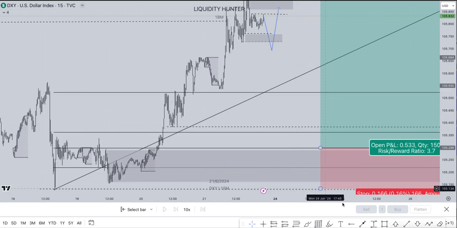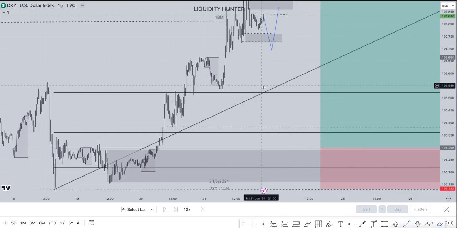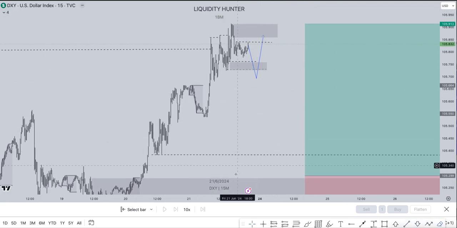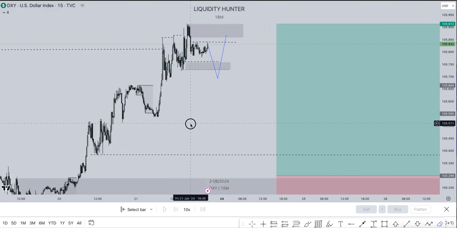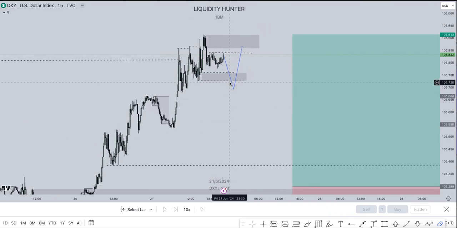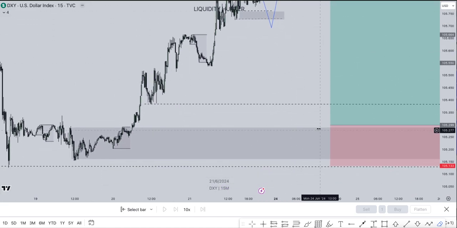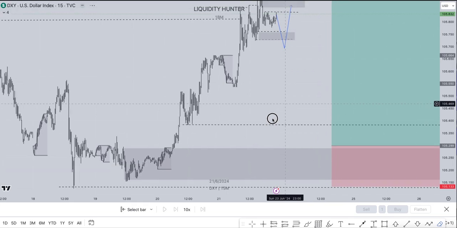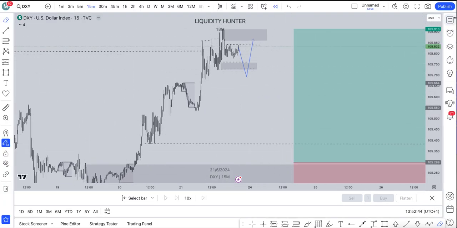So without much waste of time, this is the end and this is my view on DXY. If price should take out this low here, I expect price to push up and I start looking for sells. I'm selling right down here at this target to follow up the higher time frame picture. So without waste of time, let's go to the next one.